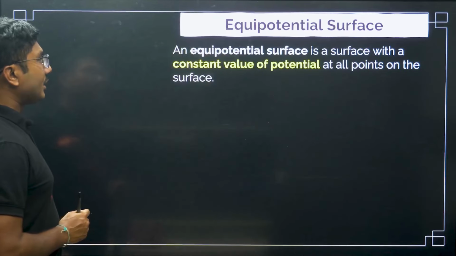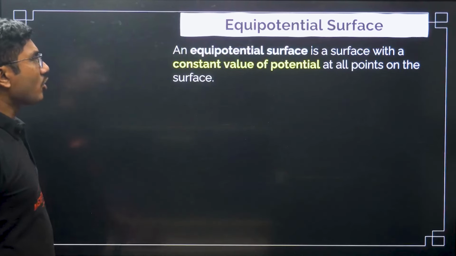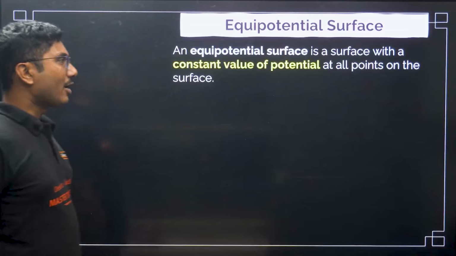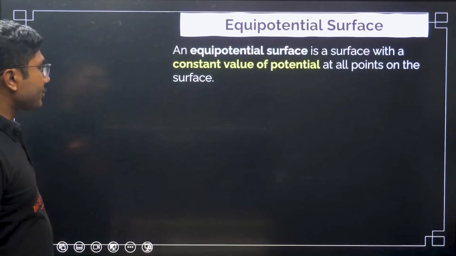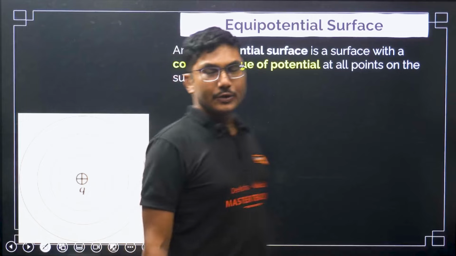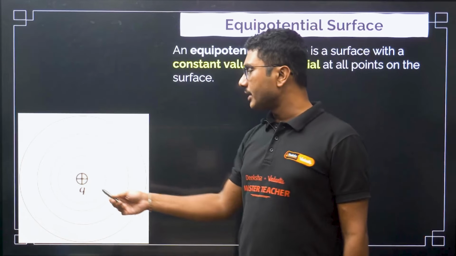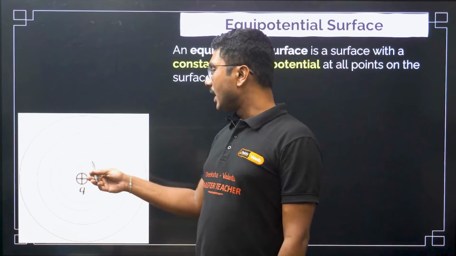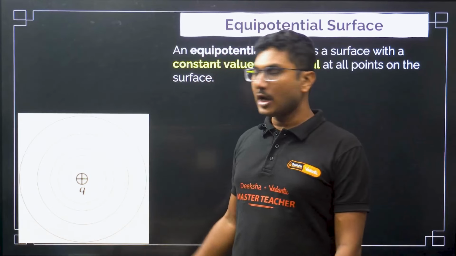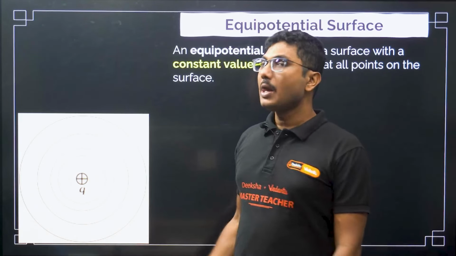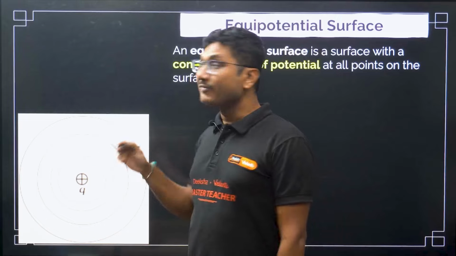Now, an equipotential surface is a surface with constant value of potential at all points on the surface. Now, let us discuss a little bit more about equipotential surfaces. If you see an equipotential surface due to a point charge, we know that if the distance is constant, potential is constant. It is proportional to 1 upon r. Now, charge is constant here. So, V will be constant and V is a scalar quantity.